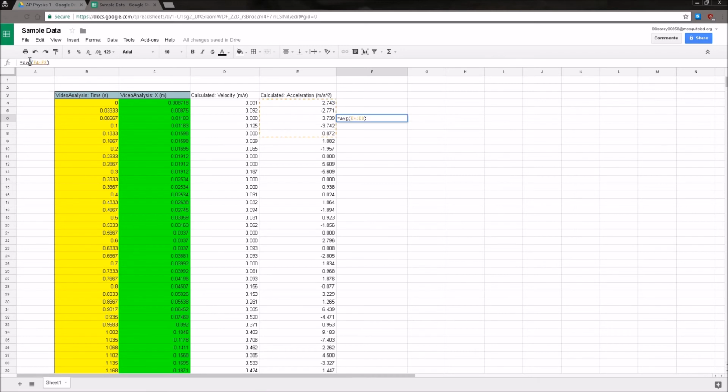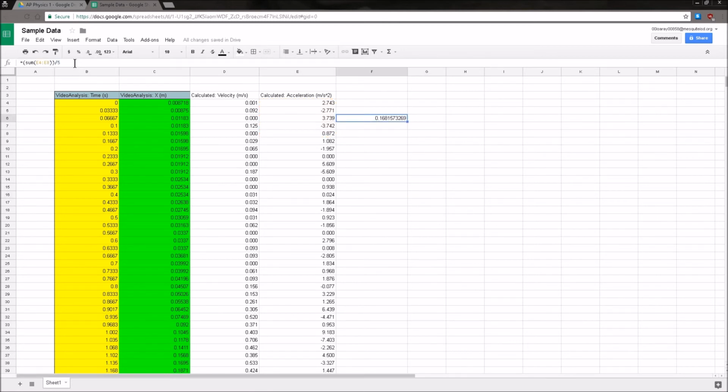Oh, I guess it's not average. Well, we'll do it the old-fashioned way. We're going to take the sum. I'm used to doing this in Excel. It's much easier. We're going to divide by the number of values, which is 5.